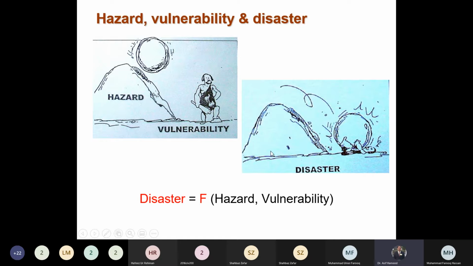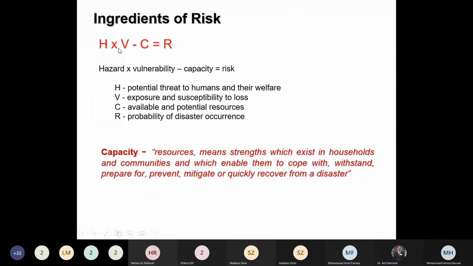And after the disaster happens, you can see there will be damages. And then hazard into vulnerability, this is the disaster, minus the capacity of the structure. That is the risk. If the structure has more capacity for that disaster, the risk will be less. If the capacity is less, then the risk will be more.